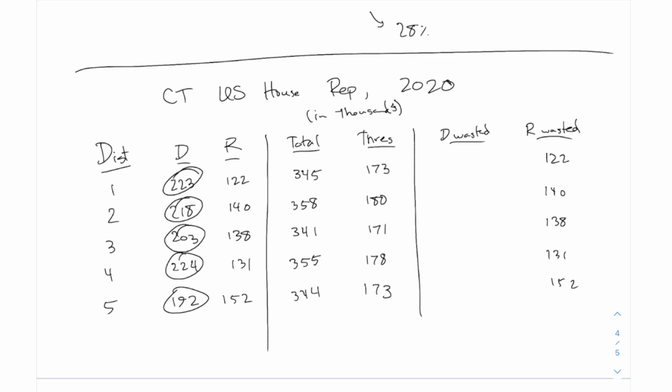How about the D's wasted? This would be how many extra they got beyond the threshold. And we're going to have to subtract here. The D's got 223. The threshold was 173. How many extra was that? I think 50, because 223 minus 173 is 50. Again, if you're doing this, I would expect you to use a calculator. I wouldn't give you one like this on our tests because it's just a pain to do the numbers.